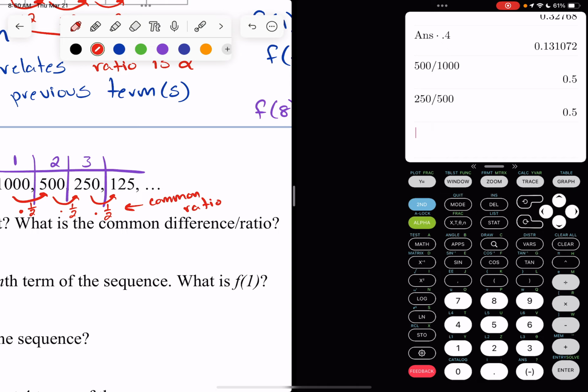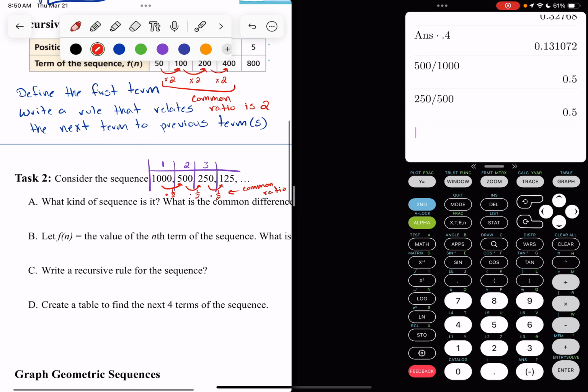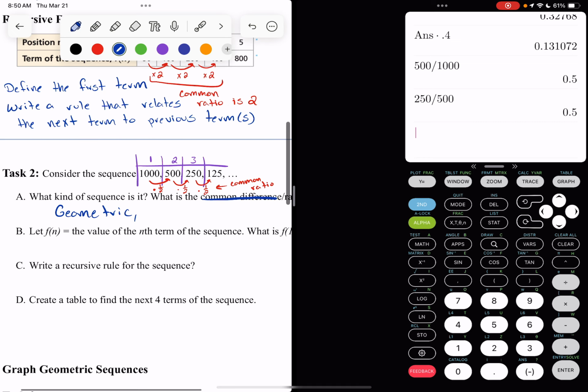Since it has a common ratio, what kind of sequence is it? It's geometric. Since it's geometric, it does not have a common difference. It has a common ratio of 1/2. And notice how I wrote it as a fraction. In this case, a decimal would be okay, 0.5, because I didn't round it. But if it needs rounded, write the fraction. Do not round the decimal. You want the exact common ratio. The common ratio is 0.5.